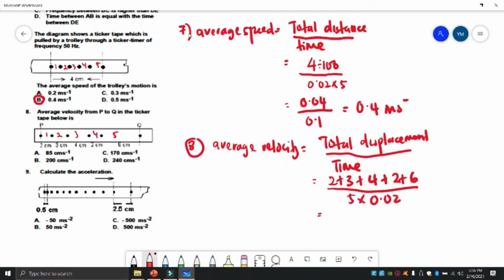So 5 multiplied by 0.02. Okay, so 2 plus 3 is 5, 5 plus 4 is 9, 9 plus 2 is 11, 11 plus 6 is 17. Then 17 divided by 0.1, you will get 170. So 170 cm s negative 1. So the answer should be C.